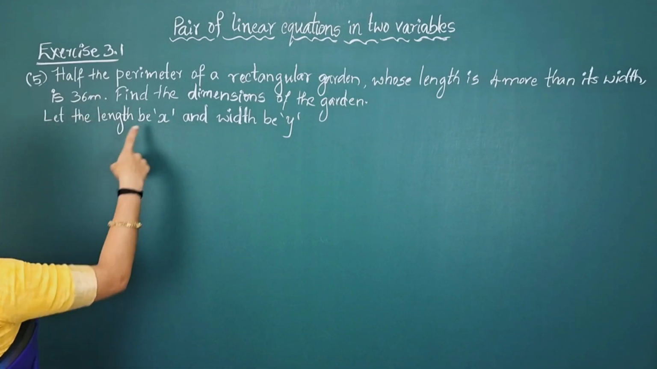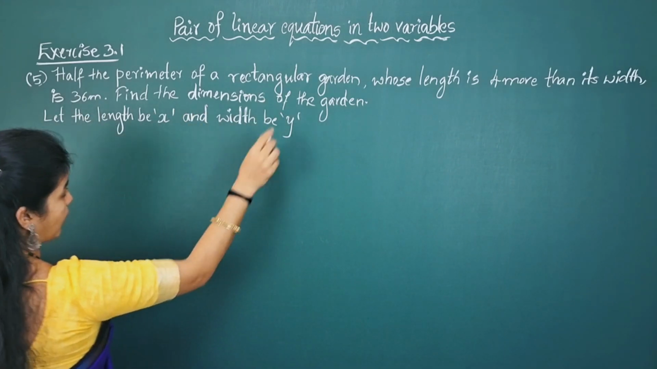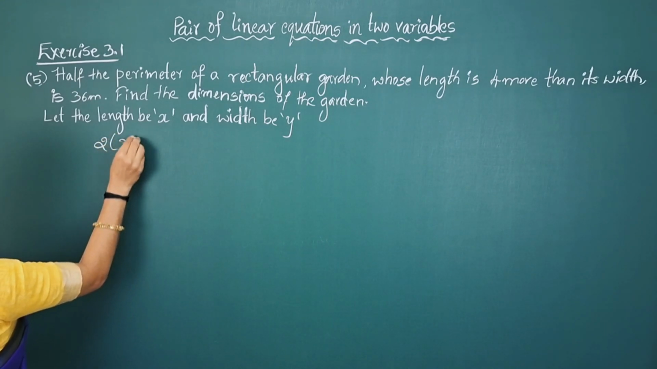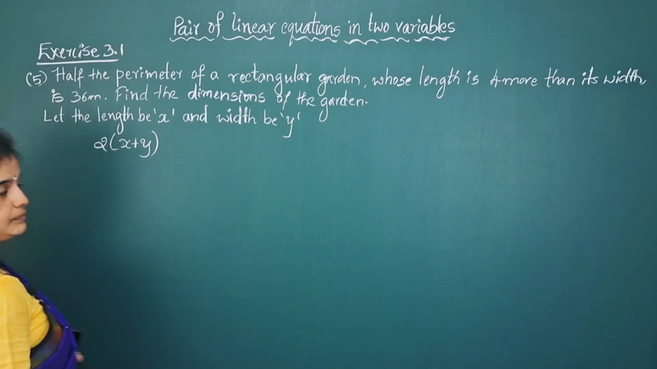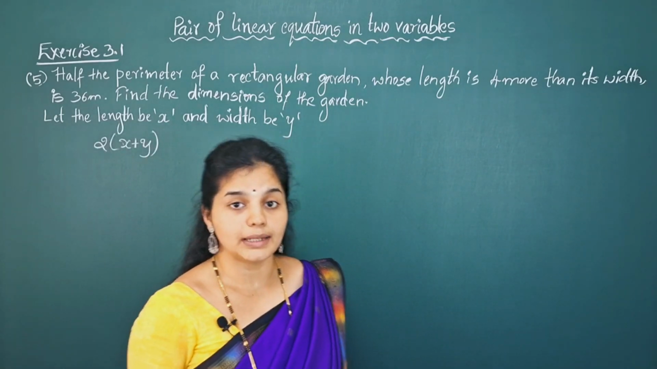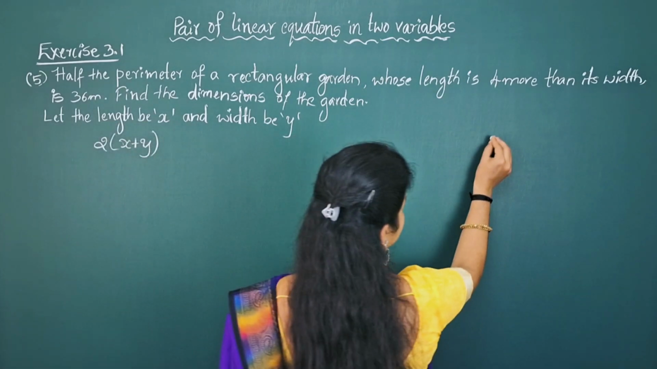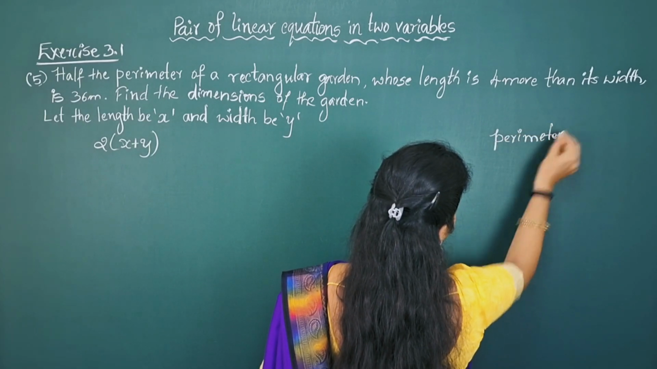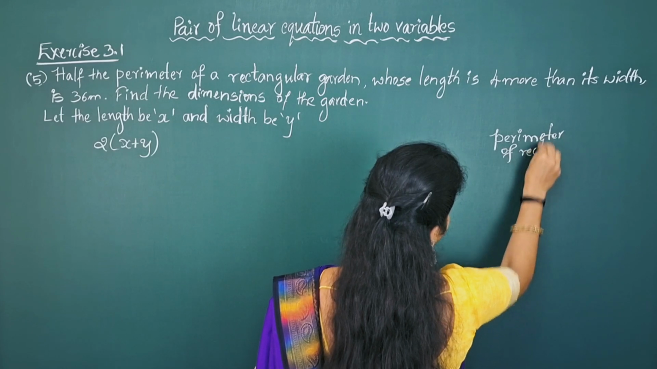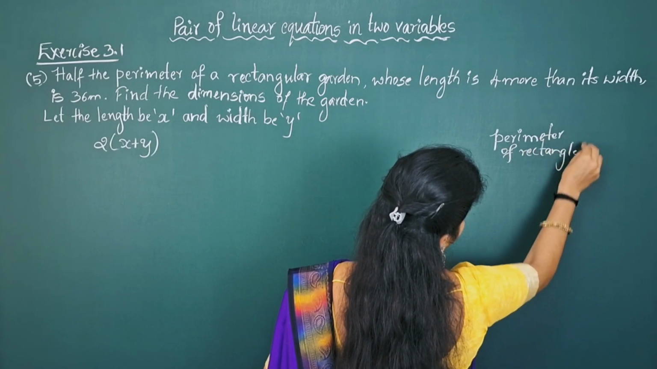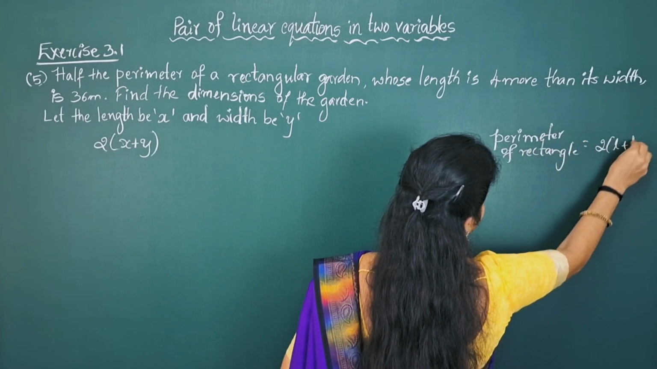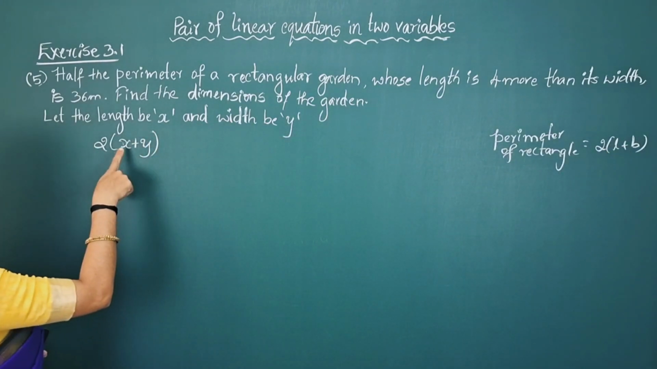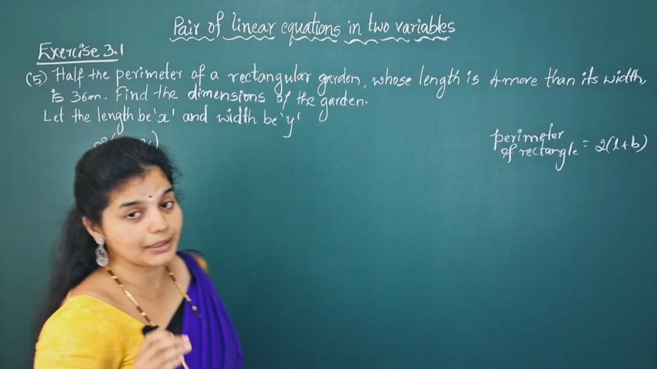Fine. So since we have length x and breadth y, perimeter is 2 times x plus y, right? 2 into L plus B is the perimeter of a rectangle. So perimeter of rectangle is equal to 2 times length plus breadth. Here we have taken length as x and breadth as y. So you have the formula 2 into x plus y, that is the perimeter of the rectangle.